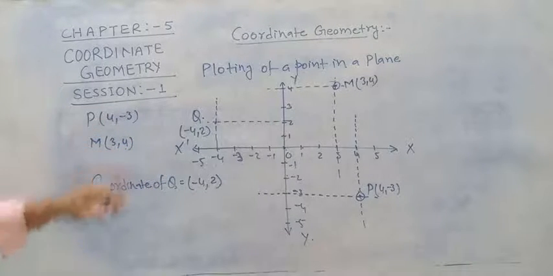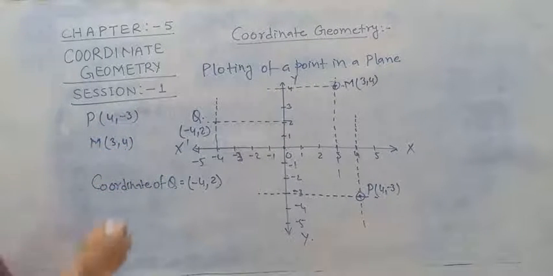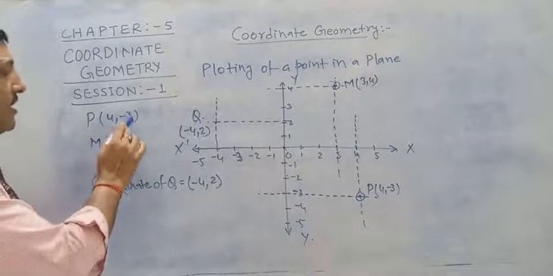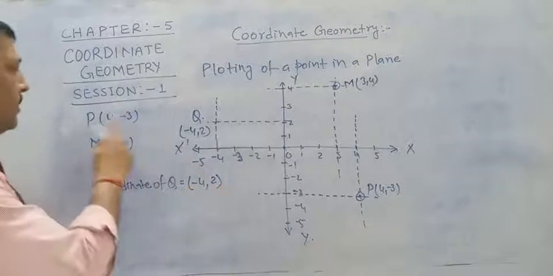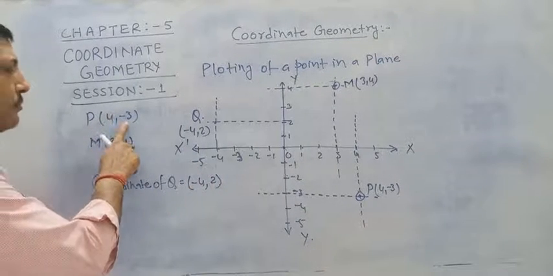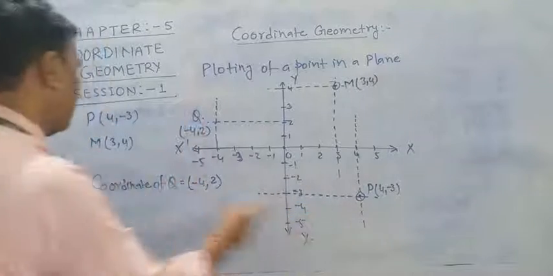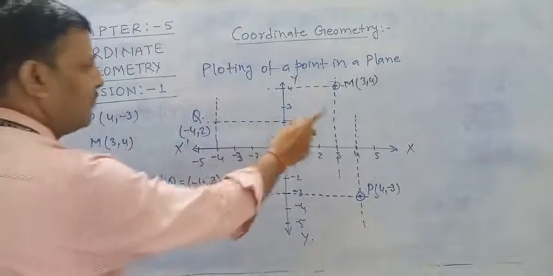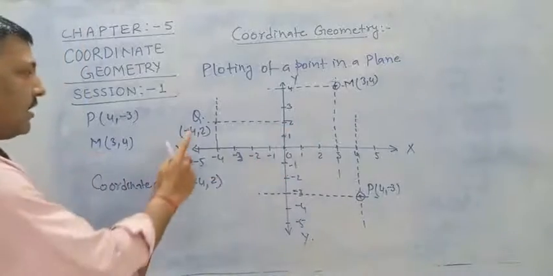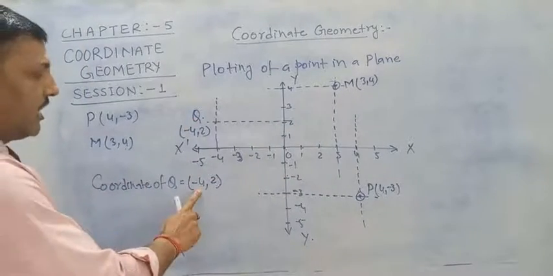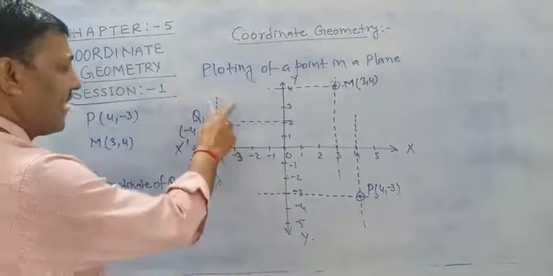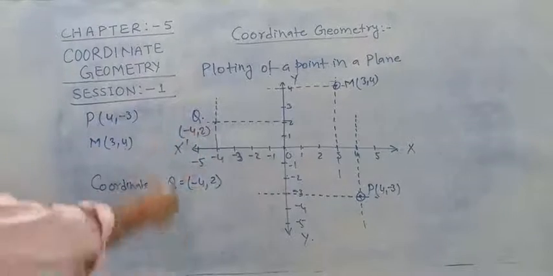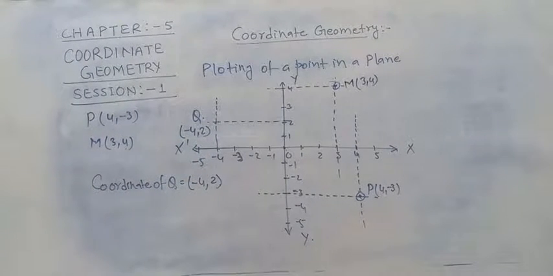Now, on the basis of the sign, we can easily recognize which quadrant the point lies in. Suppose the first is positive, second negative, so it lies in the fourth quadrant. First positive, second positive, both are positive, that's why it lies in the first quadrant. And suppose the first is negative, second positive, it lies in the second quadrant. So on the basis of the signs, we can easily recognize the coordinates of a point in a plane.